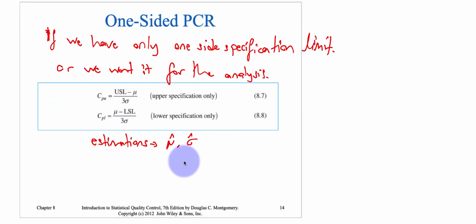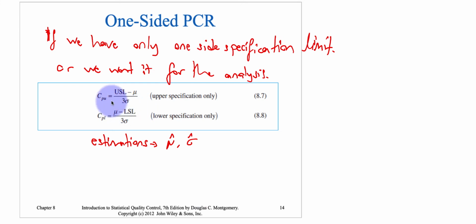Also, in some occasions, we want to calculate the one-sided process capability ratio. Maybe we have just one-sided specification limit, so we can use the one-sided process capability ratio. Or we want to compute it for the purpose of analysis, okay? And we can use these one-sided PCRs as an alternative for the process capability ratio computation. We're going to see that a few minutes later.